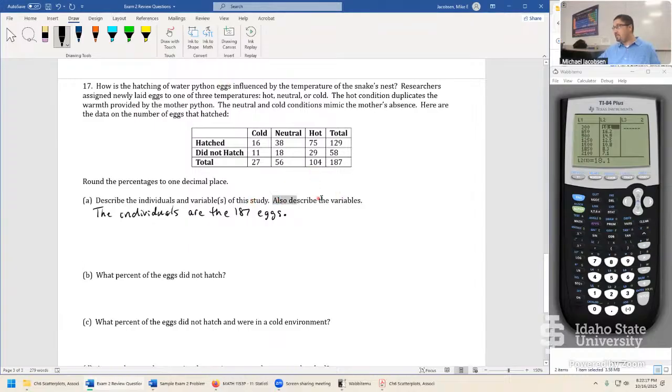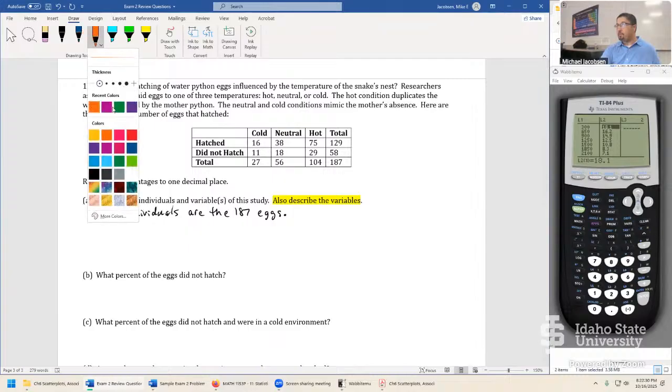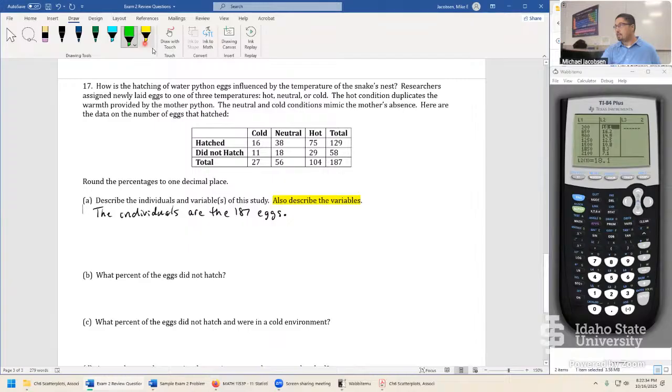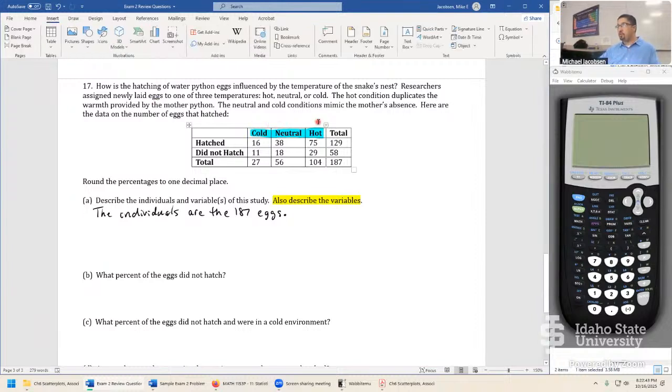The variables is kind of a callback of what we did way back on exam 1. But for chapter 3, in a contingency table, they're both categorical. We just have to give them a name. So for variable 1, let's color code them this way. Variable 1 will be this one: cold, neutral, hot. We just need a name for that. The name isn't cold, neutral, hot. That'd be a strange name for the variable. It might just be something like temperature.